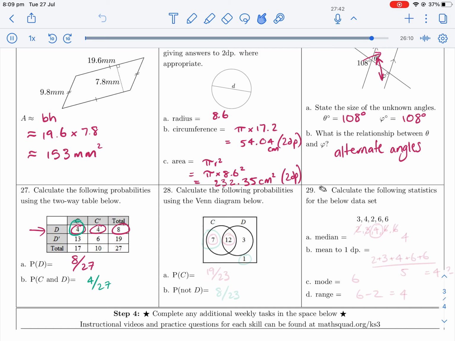Right, here's our Venn diagram. Probability of C. Well, C happens here and here. So we've got 19 on, how many in total? 19, 22, 22, 23. And the probability of not D. Okay, using a different colour. Not D is this one, and not D is also this one. So 8 on 23.